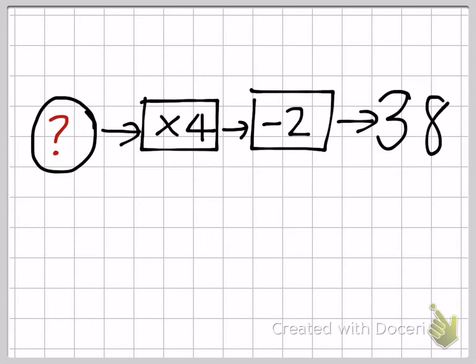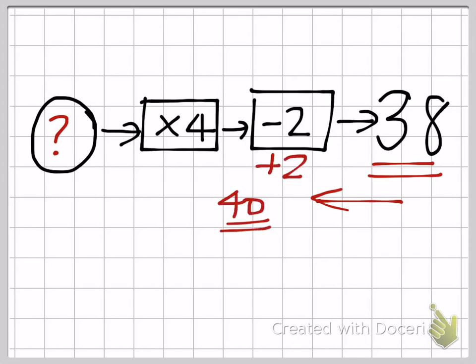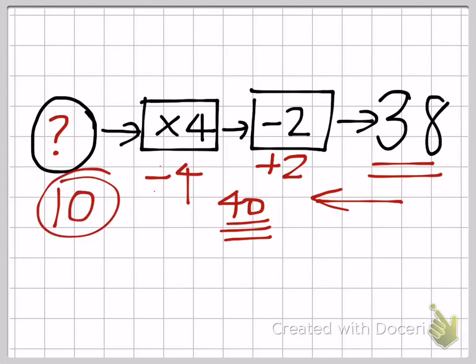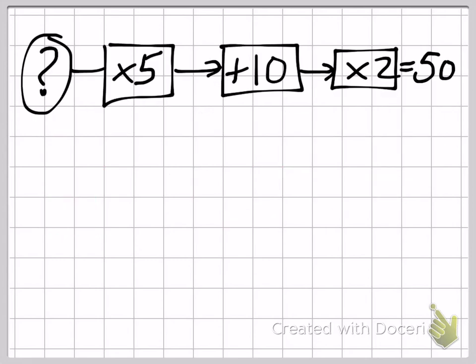Let's try this one. This time we've got an answer of 38. We don't know what our starting number is. So working backwards again, instead of taking 2, let's add 2. That gives us 40. It's useful to note down these part-way answers as you're going along. Then instead of timesing by 4, let's divide by 4, and that will give us a starting number of 10. If we were to put 10 back into that starting block there, we would get an answer of 38.